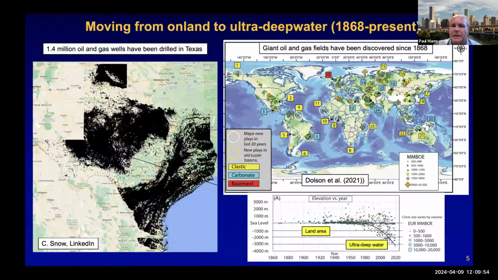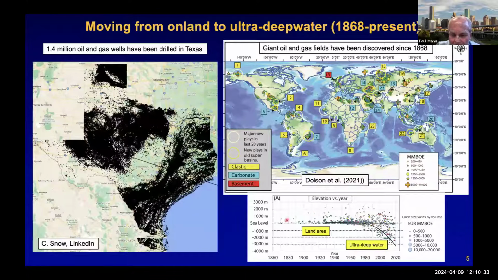So this is a compilation on the right by Dolson et al. 2021 of giant oil fields discovered since 1868. And you can see they're color-coded by the reservoir type: clastic, carbonate, basement. But notice the yellow type, the clastic types in this area of the Atlantic. So these would be giants discovered over the most recent phase, since about 2010. And you can see that a lot of these big discoveries are happening in places like the Gulf of Mexico, Guyana, West Africa, and the other parts of the South Atlantic.